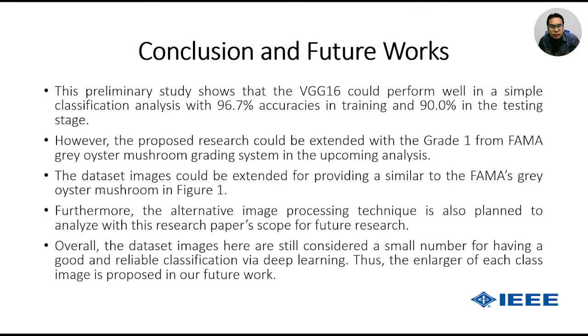Then the dataset images could also be extended, since we need to have grade A or grade 1 based on the FAMA. So we could extend our dataset images over here. Obviously, alternative image processing techniques are also planned to be analyzed within the scope of our future research paper. Overall, as I said, this is still considered a small number, but still gives a good and reliable classification via deep learning. So that's all, I think. Thank you for your attention.